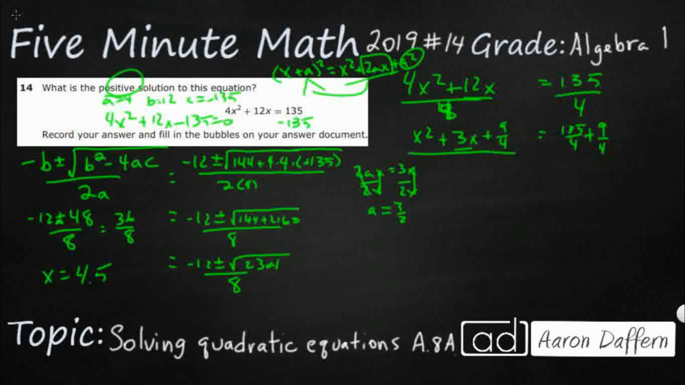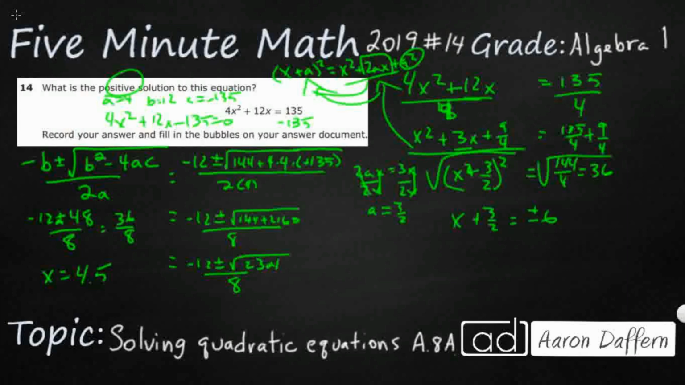So now since this looks like this, now I can easily make it look like that. So it's going to be x, excuse me, plus the a, which is 3/2 squared. And then that's going to be 144 over 4, which is just, look at that, 36. So we square root that both ways. It's going to be x plus 3/2 equals plus or minus 6. I want the positive answer, so we're going to call that a plus 6. So take away 3/2 from both sides. That's 1.5. Guess what you're going to get? 4.5. So you bubble that in, and that is your answer.